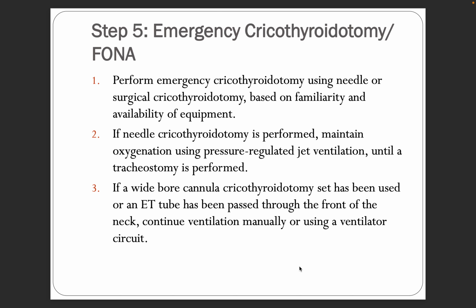And the fifth step is emergency cricothyroidotomy or FONA. So perform emergency cricothyroidotomy using needle or surgical cricothyroidotomy based on familiarity and availability of the equipment. If needle cricothyroidotomy is performed, maintain oxygenation using a pressure regulated jet ventilation until a tracheostomy is performed. If a wide bore cannula cricothyroidotomy set has been used or an ET tube has been passed through the front of the neck, continue ventilation manually or using a ventilator circuit.